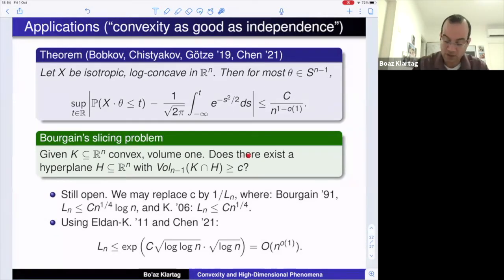What we know is that we may replace this constant C with 1 over L_n, and L_n grows with the dimension. So Bourgain's estimate was n to the quarter times log n. Klartag removed this log n. And now, thanks to Chen, we know that it's n to the power epsilon. We can make the power of n arbitrarily close to 0.